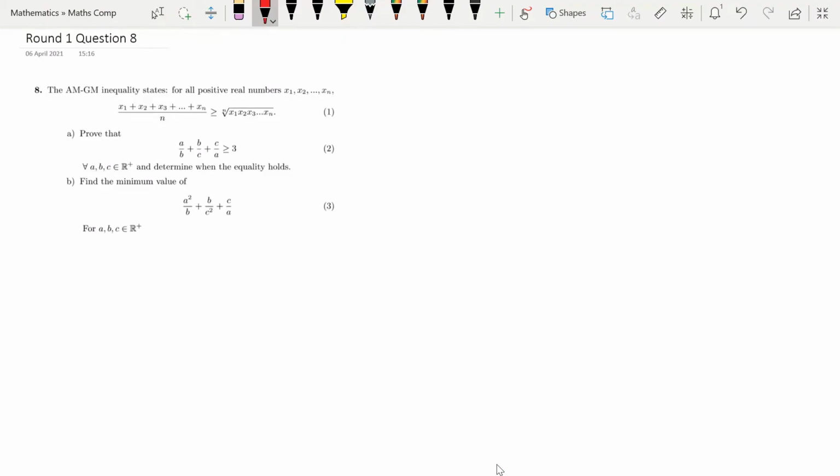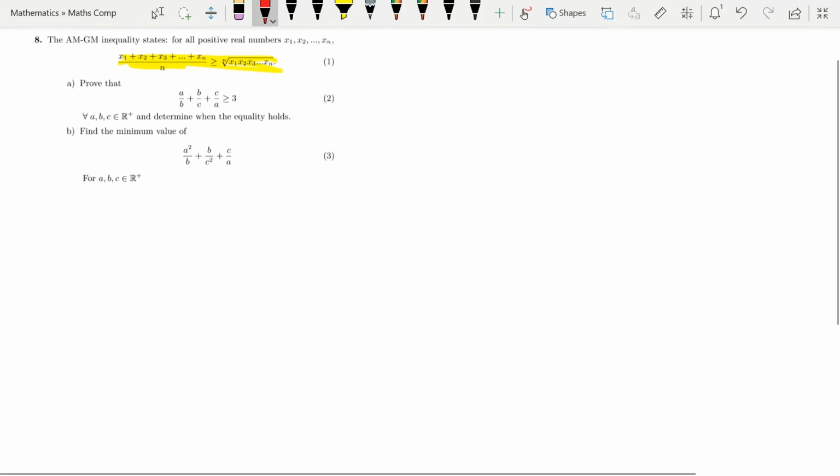Hi, so I'm going to be walking through question 8 of round 1 of the Maths Teams Olympiad competition. This question is quite nice. It gives you the knowledge needed to solve it. So with this information, I'm pretty sure most teams can solve this, at least the first part of the problem.